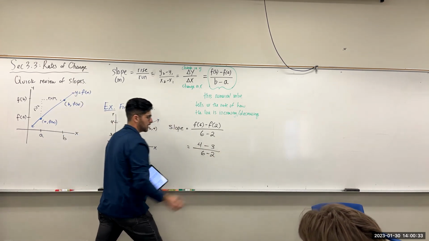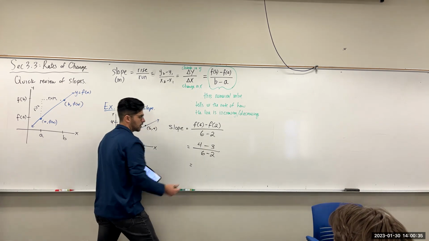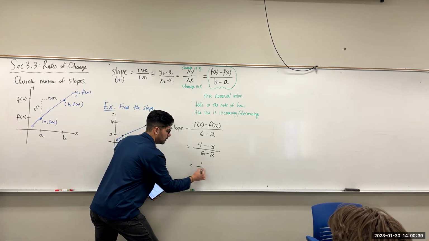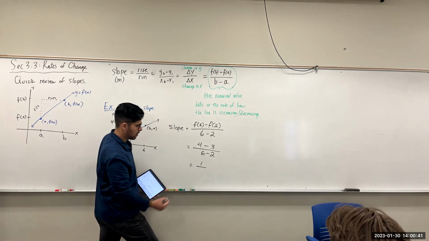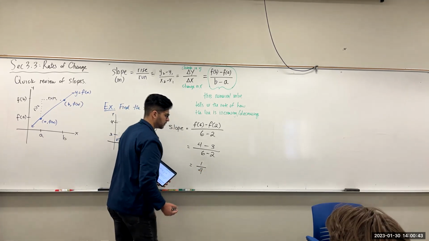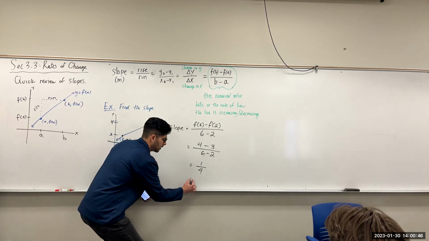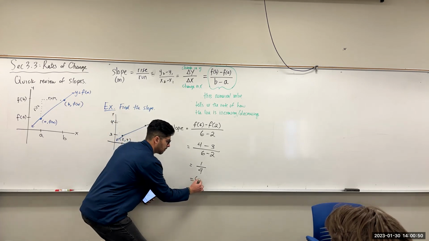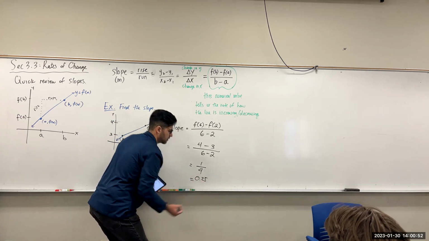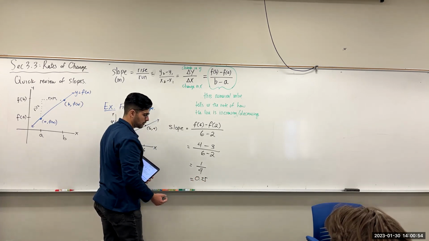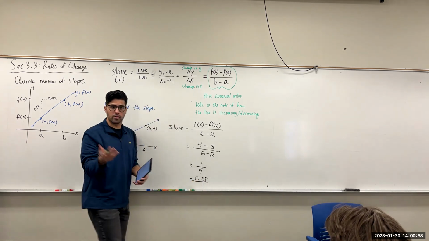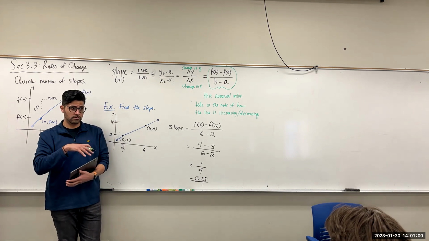And then on the bottom, we got that. So then I just go ahead and subtract. What's 4 minus 3? 1 over 4. How would I write this as a decimal? 0.25. I can think of 0.25 over 1 because slopes, I want to write them as fractions. Okay.